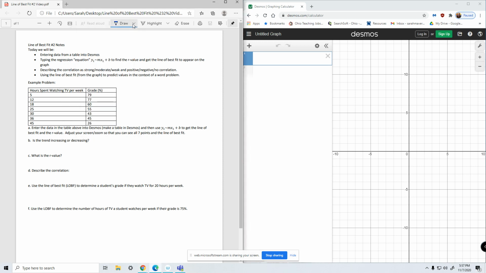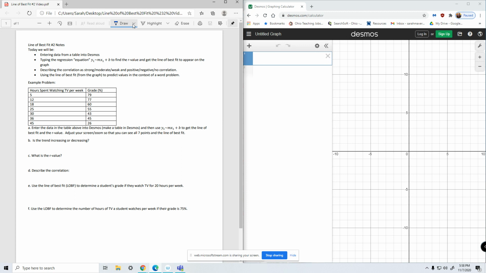Hello. Today what we're going to do is continue talking about how to find R values, talking about correlations, and actually using the line of best fit that pops up when you put a table into Desmos and type in that y1 tilde mx1 plus b. Well, it's sort of like the regression equation, except we have that squiggle there instead of an equal sign.